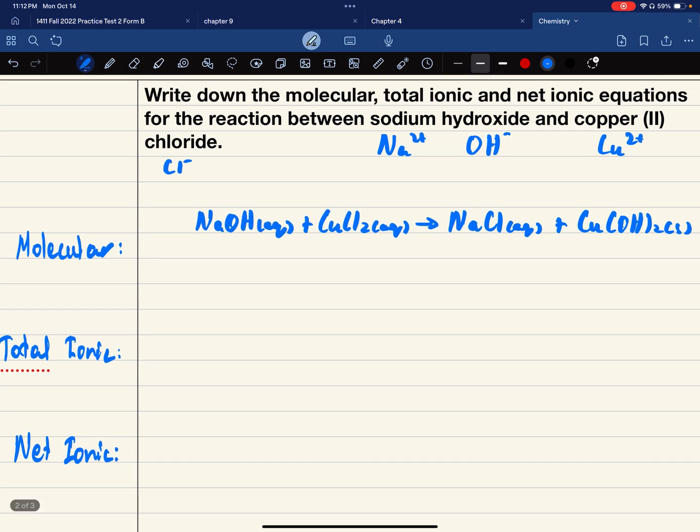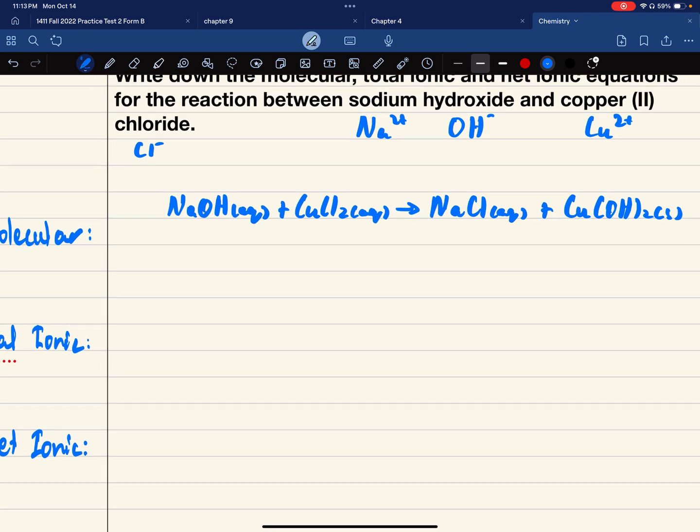NaOH and CuCl2 both are ionic and are soluble, so they dissociate and are in the form of aqueous solutions. Same with NaCl. NaCl is ionic, and if you refer to the table we have, it is also soluble, so it gives us aqueous. Cu(OH)2, copper hydroxide, is actually insoluble. Even though it is ionic, it is insoluble and forms a precipitate, so it remains as a solid.